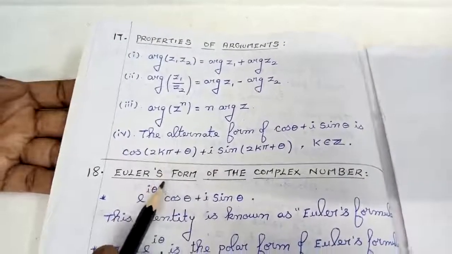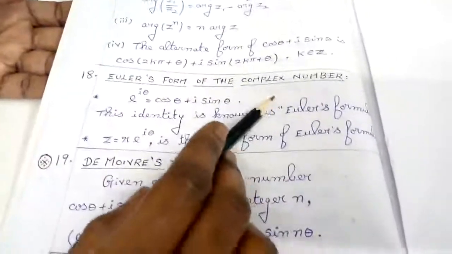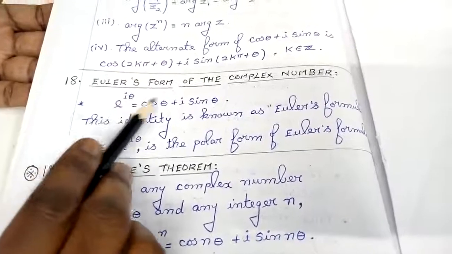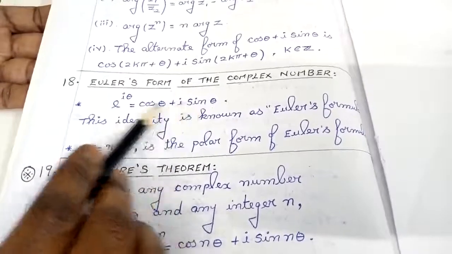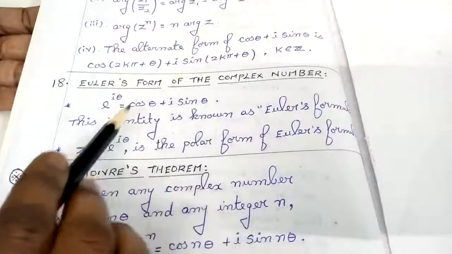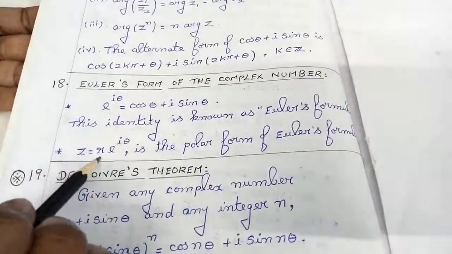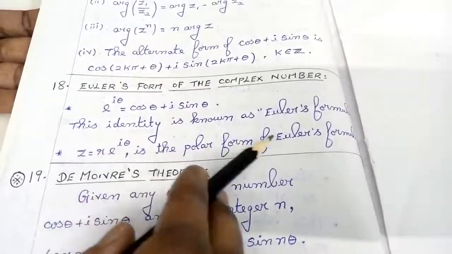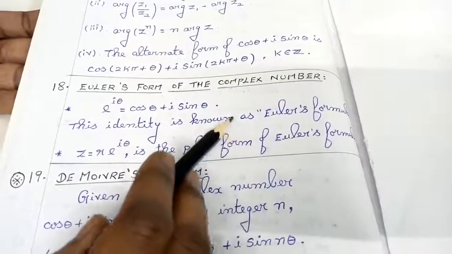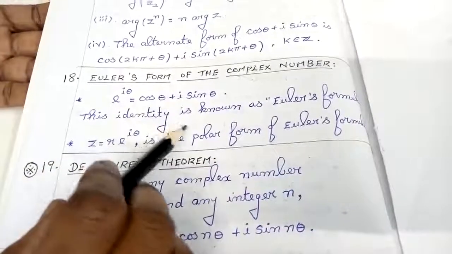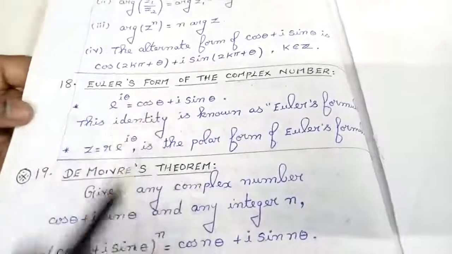The next one is Euler's form of the complex number. E to the power i theta is equal to cos theta plus i sin theta. This identity is known as Euler's form. This can also be written as z equal to r e to the power i theta, which is the polar form of the complex number. So in Euler form, they are just representing it in two ways. Just have an idea about this one, students.